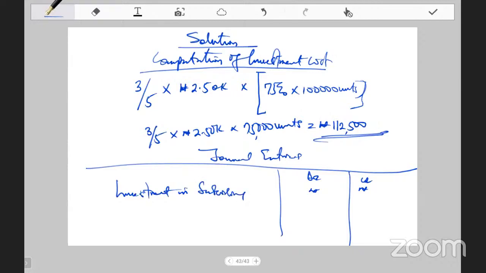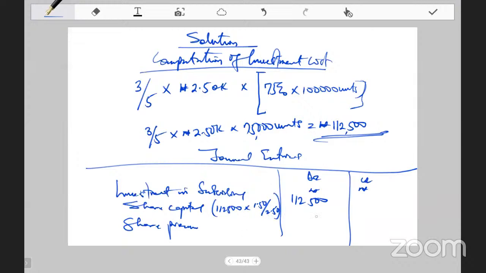Somebody is asking a question. Taiwo, what is the challenge? Share capital. So for my share capital, now I'm going to have 112,500 times 1.50 divided by 2.50. What is the answer?